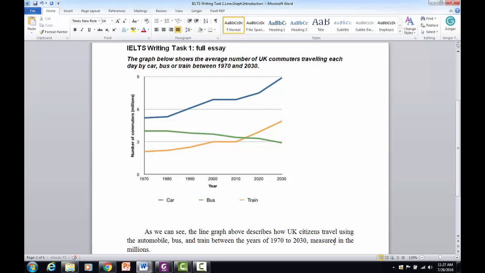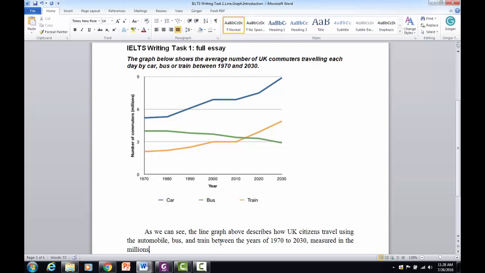Right? So this is an example of a sentence that we can write for this. As we can see, the line graph above describes how UK citizens travel using the automobile, bus, and train between the years 1970 to 2030, measured in the millions. All right? So we can see that we're saying the same thing, but we're using some different language. We're using different words, different synonyms.